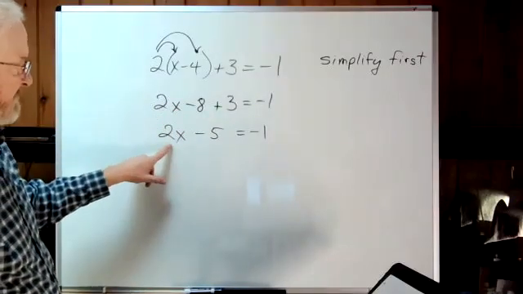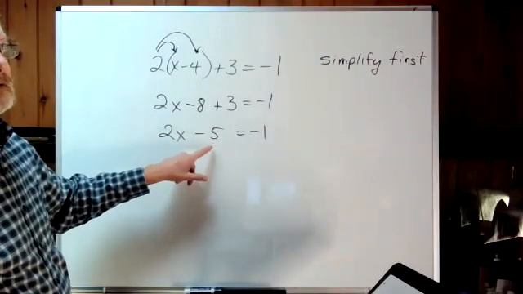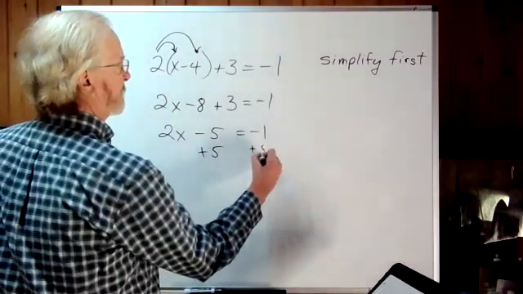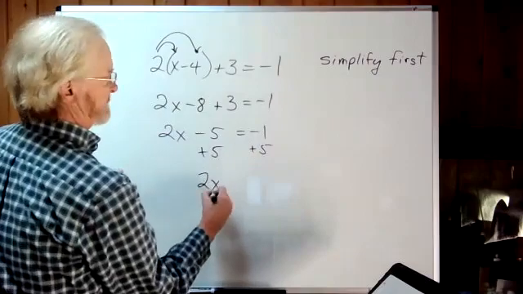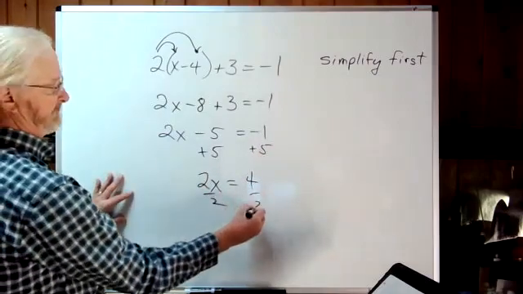Now I've got a multiplied variable and an extra added or subtracted term. I'm going to get rid of the -5. I'm going to add 5 to both sides and get 2 x's left, and that makes a 4 divided by 2, huh?